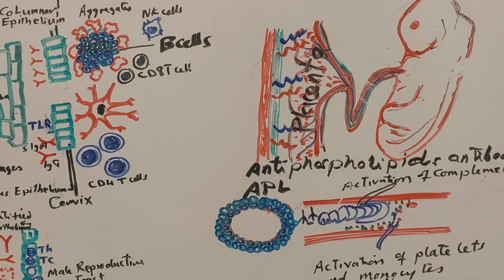So the appearance of these antiphospholipid antibodies usually activates platelets and monocytes and activates the complement. And as you know, all these factors may also predispose to inflammation.